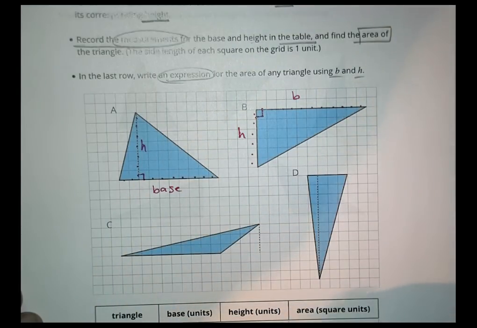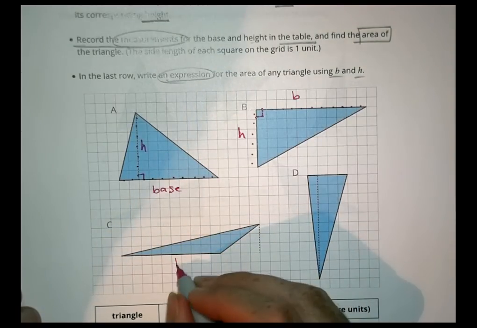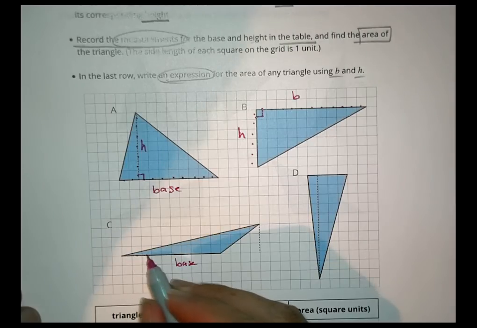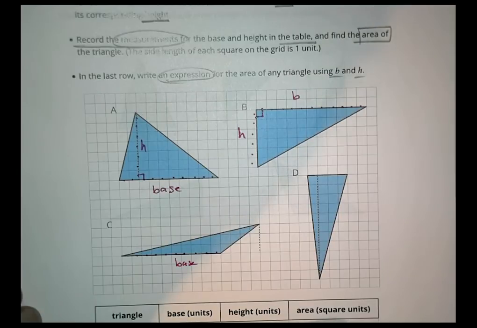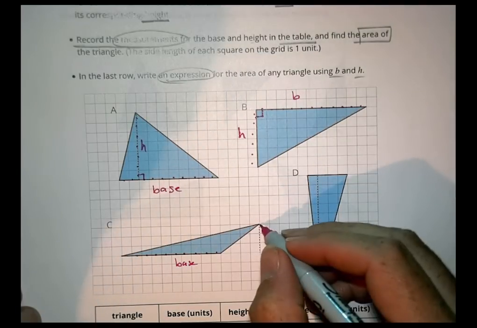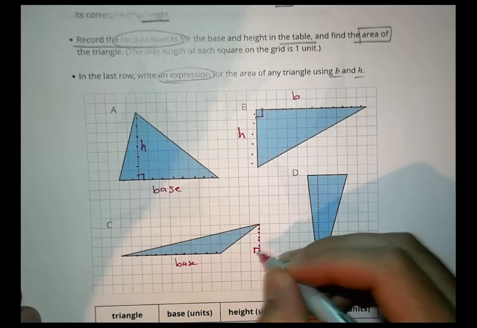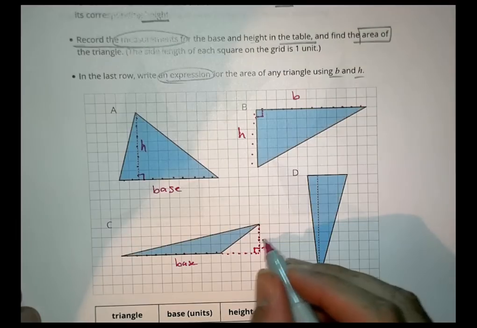And that's our height. For C, we can use this horizontal line and call that our base there. And we have a base that has a length of 1, 2, 3, 4, 5, 6, 7, 8, 9, 10. And our height comes off of this vertex, but it comes down towards our base to make a 90-degree angle right there if we extend that out. And so our height is 1, 2, 3.